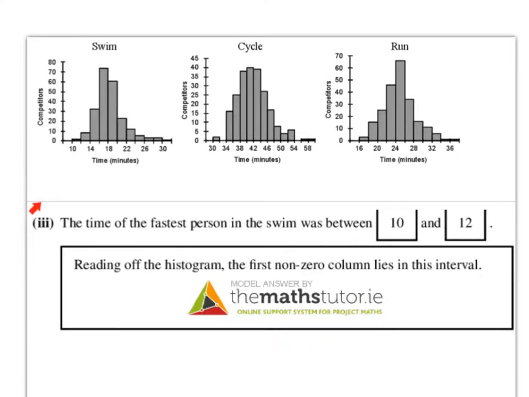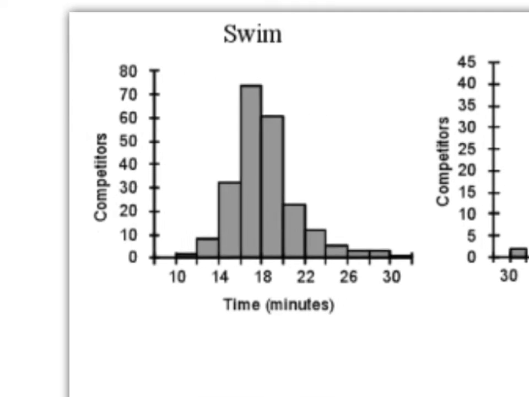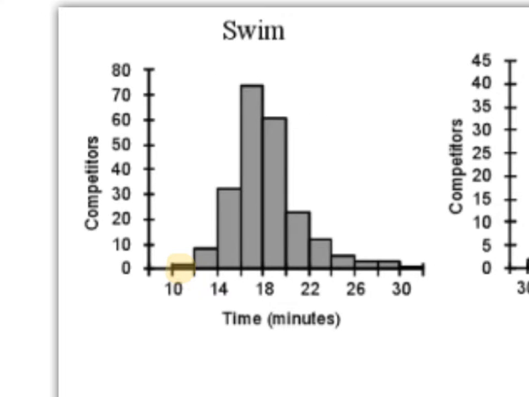Part 3. The time of the fastest person in the swim was between 10 and 12 minutes. So reading off the histogram, the first non-zero column lies in this interval. Let's have a look at the swim. If this is the time in minutes that the competitors completed the swim in, then the smallest amount of minutes would be the fastest time.